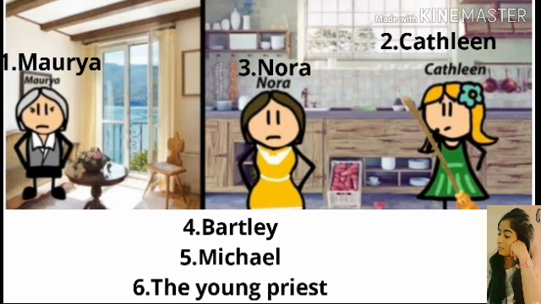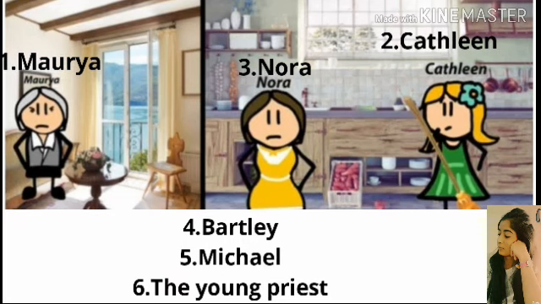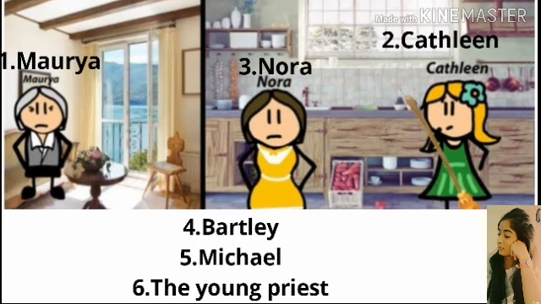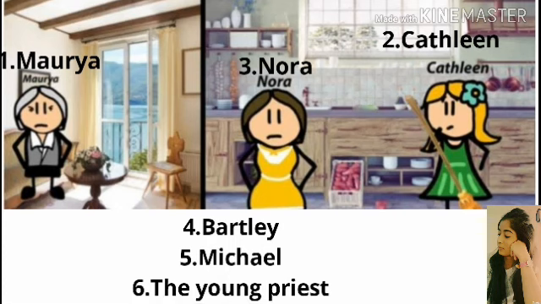And number five, Michael. Michael is Bartley's brother who was drowned in the sea nine days ago, but whose body had not yet been recovered when the play opens. So he is the only dead person that we find in the play, and later it turns out that his body has been found and buried in the distant north.